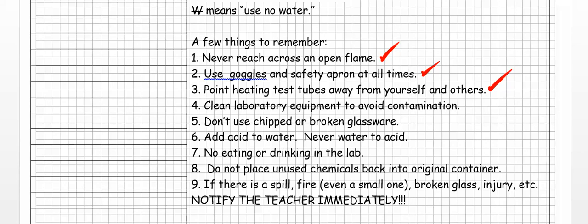Next, clean laboratory equipment to avoid contamination. This is not just an issue of keeping the laboratory clean, but it actually can cause a health problem if we don't clean out the equipment adequately. Next, don't use chipped or broken glassware. It can break right in the middle of an experiment and can cause a problem. Always add acid to water. Notice A and A. Add acid to water, never the other way around. It can get very hot or maybe even explode if you do it the other way around. So add acid to water.